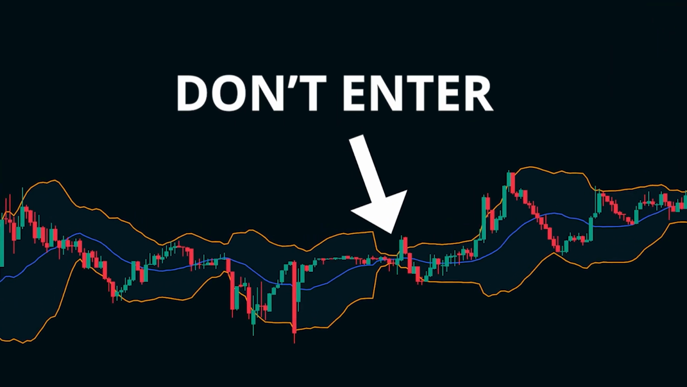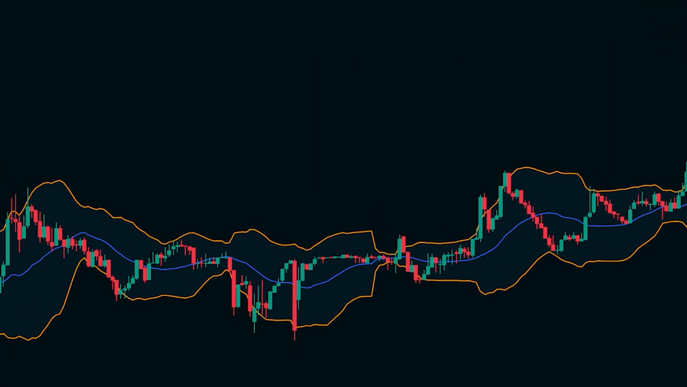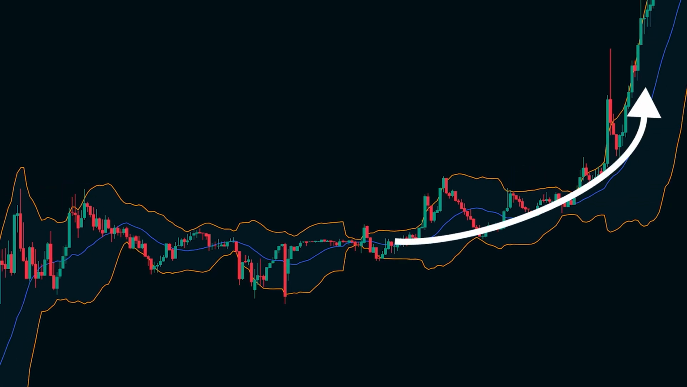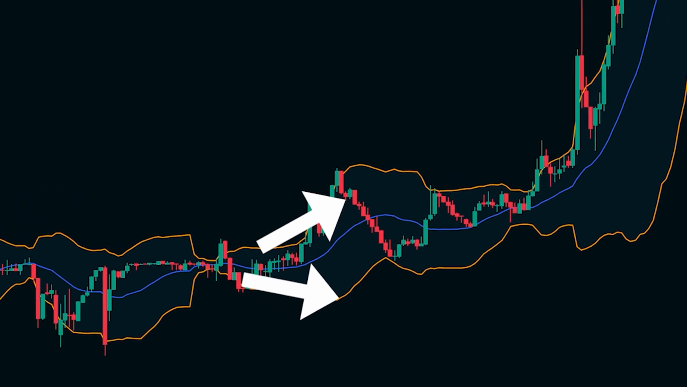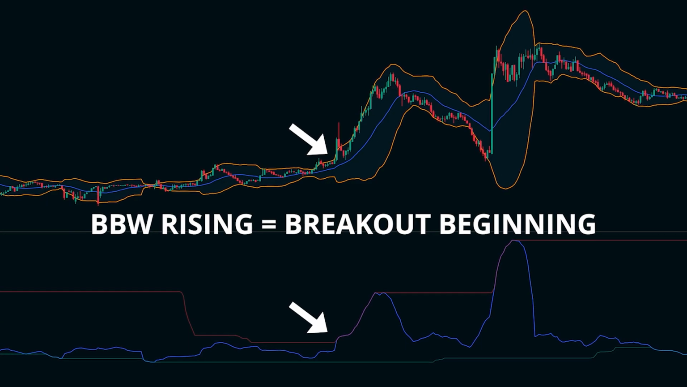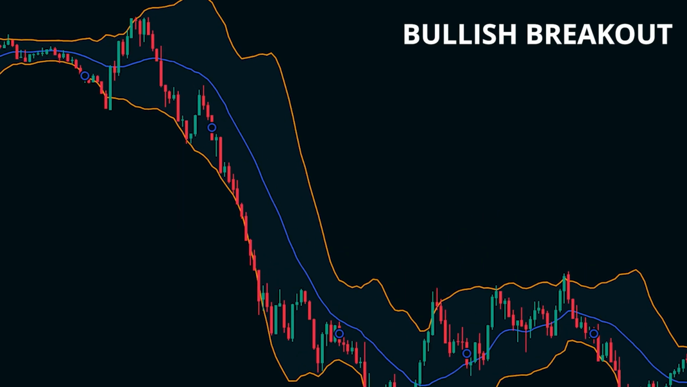Here's the key, don't enter during the squeeze itself. You're watching and waiting, not trading. The signal to act is the BBW line beginning to rise from its low point. When the bands start to visibly expand on the chart, and the BBW is rising, a breakout is beginning. From there, use price action to identify which direction the breakout is heading.